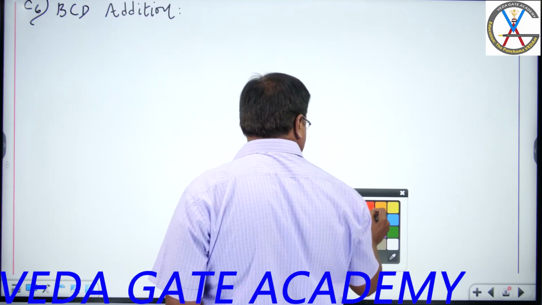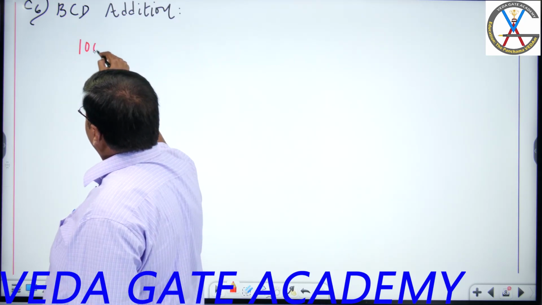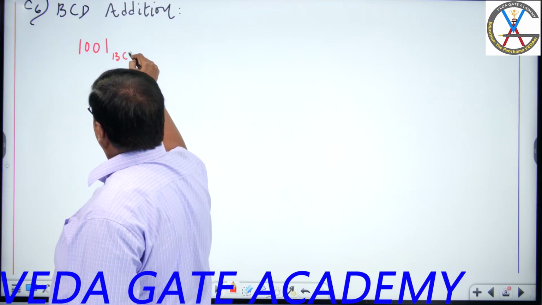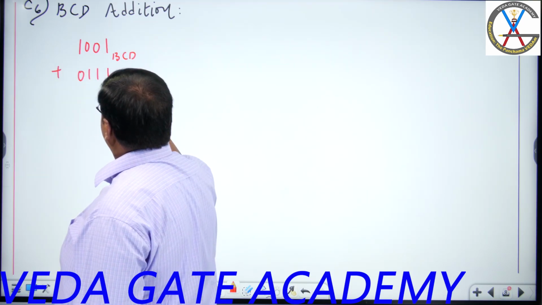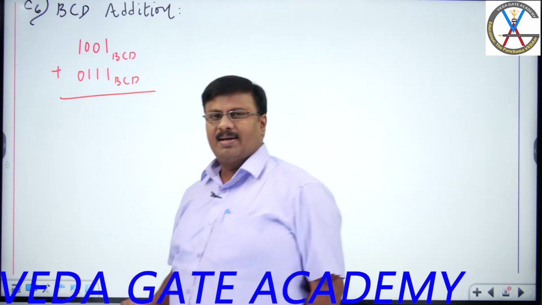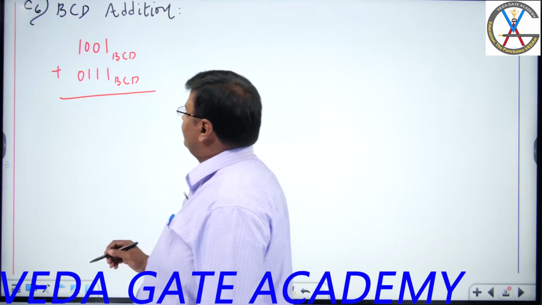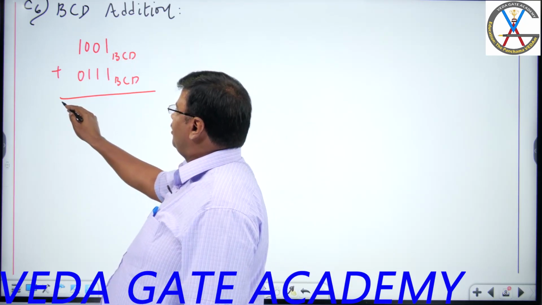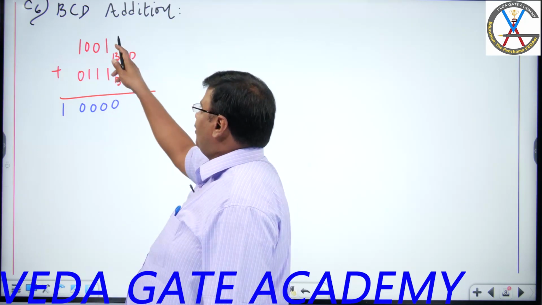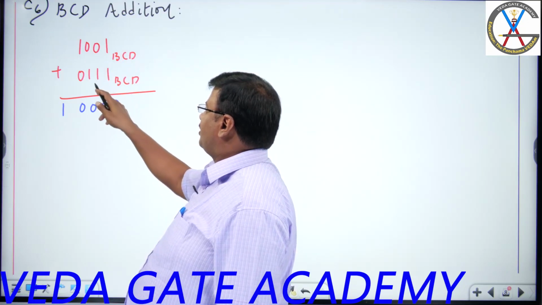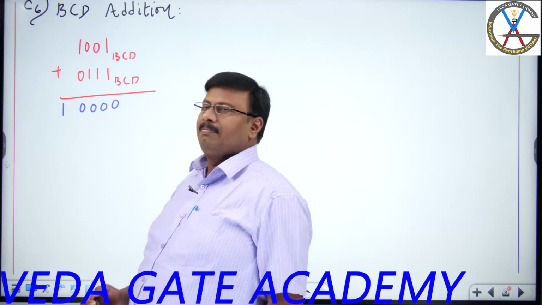I'm here with an example. Nine BCD plus seven BCD. And here I have options for you. Nine plus seven is 16. 16 is 1 0 0 0 0. How is that? 1 plus 1 is 0 with carry 1, 1 plus 1 is 0 with carry 1, 1 plus 1 is 0 with carry 1, 1 plus 1 is 0 with carry 1. Like how 9 plus 7 is 16.